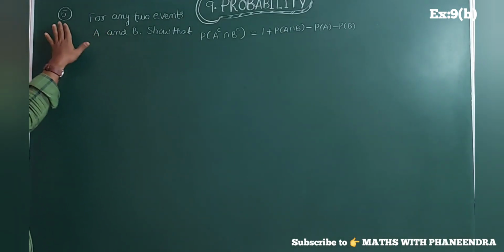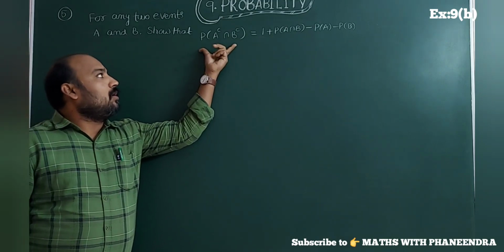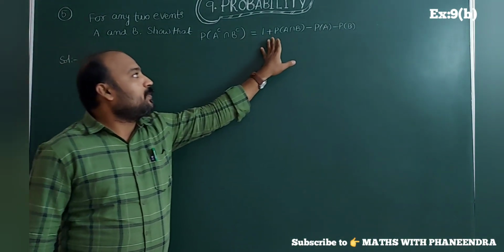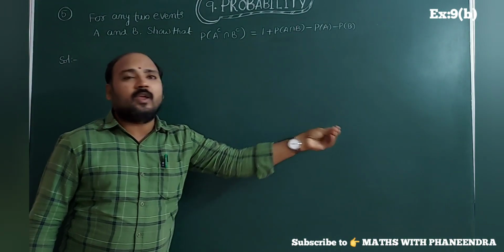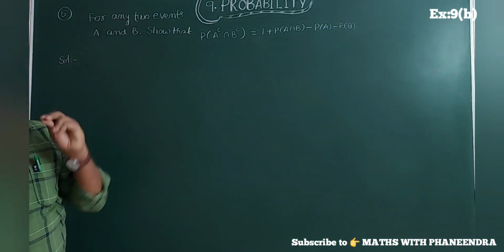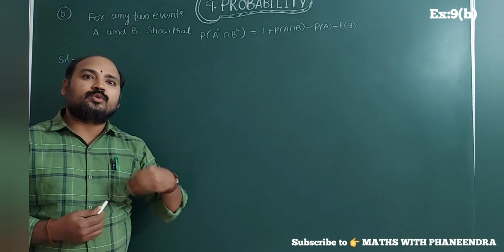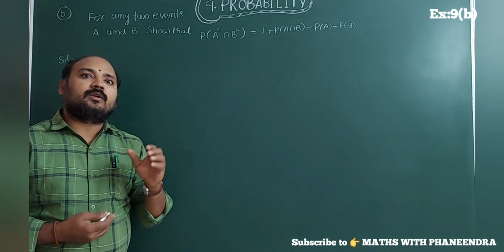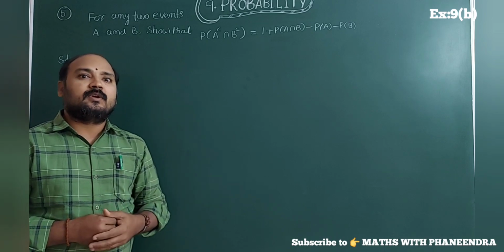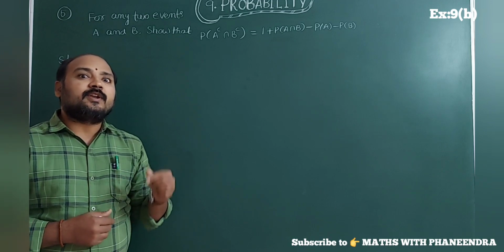Next question, dear students. Question number 6. In this question, they are asking to prove probability of A complement intersection B complement equal to 1 plus P of A intersection B minus P of A minus P of B, where A, B are any two events. To prove this result, we have to use the De Morgan laws, which we studied in earlier classes like 8th class, 9th class and 10th class in set theory.